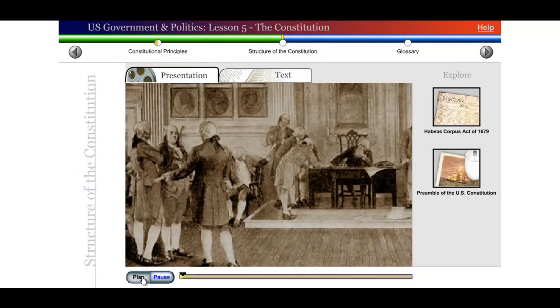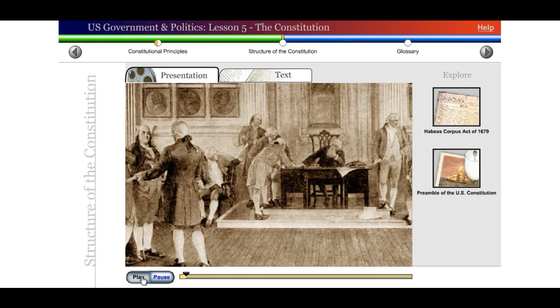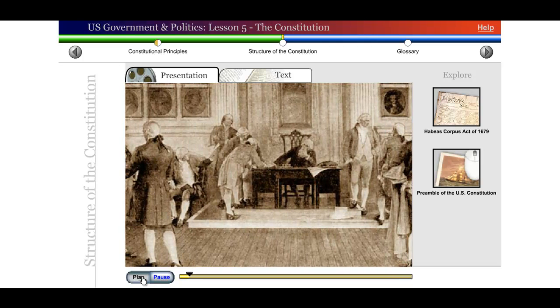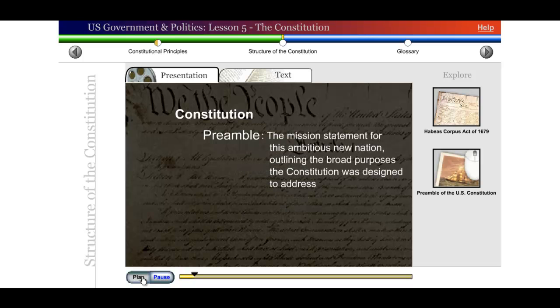As they created the U.S. Constitution, its framers were careful to ensure this document would lead to a more perfect union. In its original form, the Constitution included a preamble and 7 articles. The preamble was essentially the mission statement for this ambitious new nation, outlining the broad purposes the Constitution was designed to address.